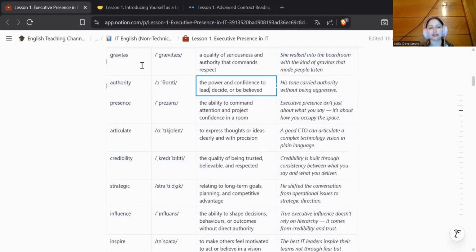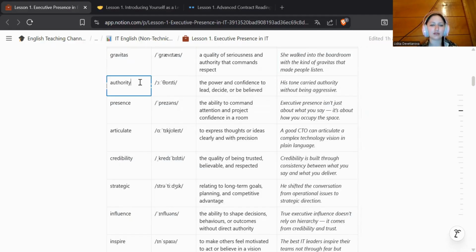So the first word, let's start with the vocabulary for today. The first word is gravitas. It's a quality of seriousness and authority that commands respect. So she walked into the boardroom with the kind of gravitas that made people listen.